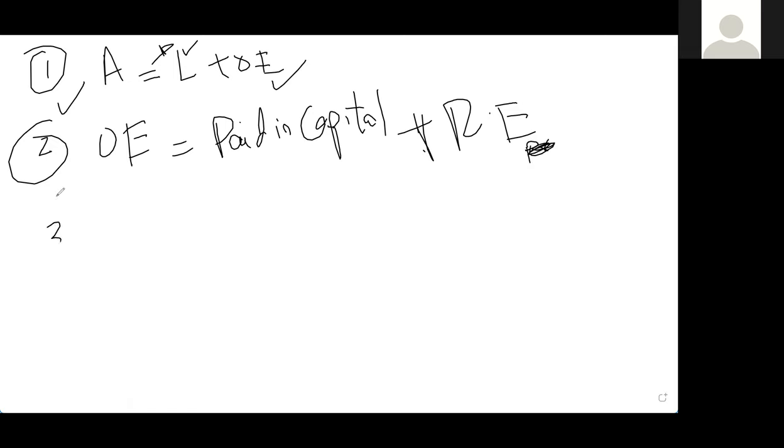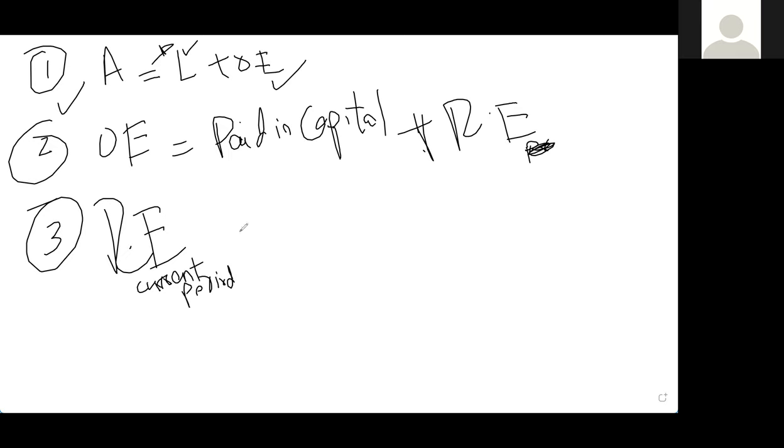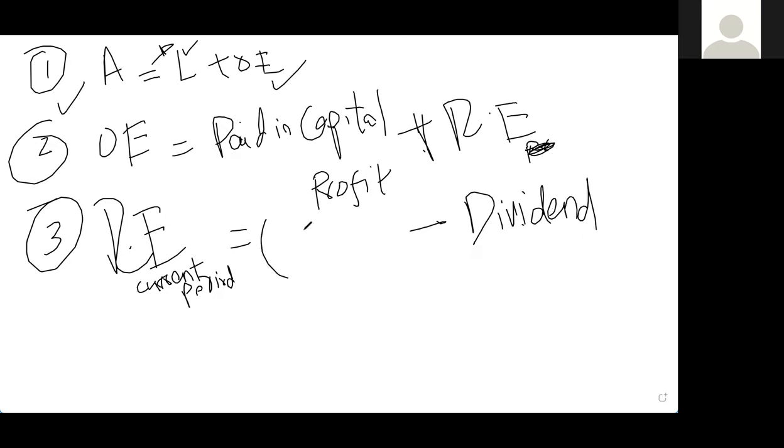At the moment, just here, retained earnings. So how can we find out retained earnings for the current period? It is profit minus dividend. And profit is equal to revenue minus all expenses, right? The fourth formula is, so this is just one year's retained earnings, how much we have retained this year.